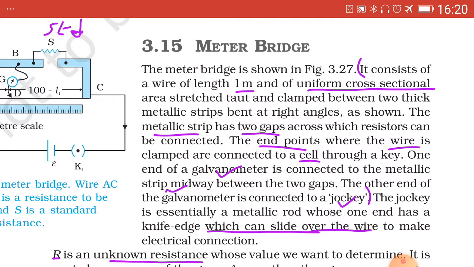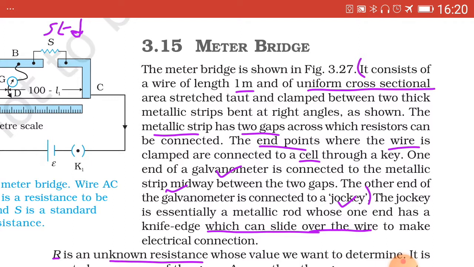It consists of a wire of length 1 meter and of uniform cross-sectional area. Uniform cross-sectional area is important. The metallic strip has two gaps across which resistors can be connected. The end points where the wire is clamped are connected to a cell through a key, and also along with a rheostat at times.